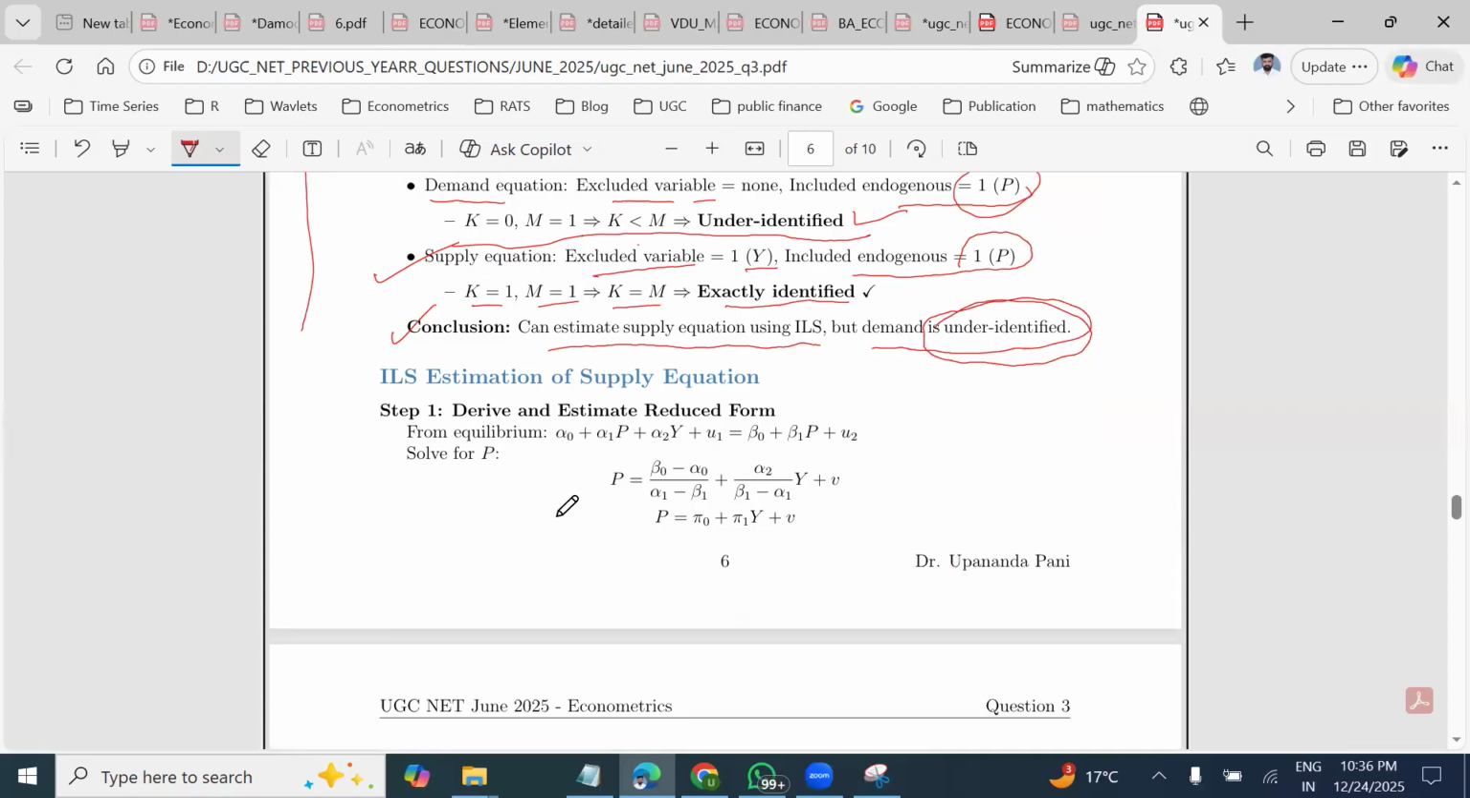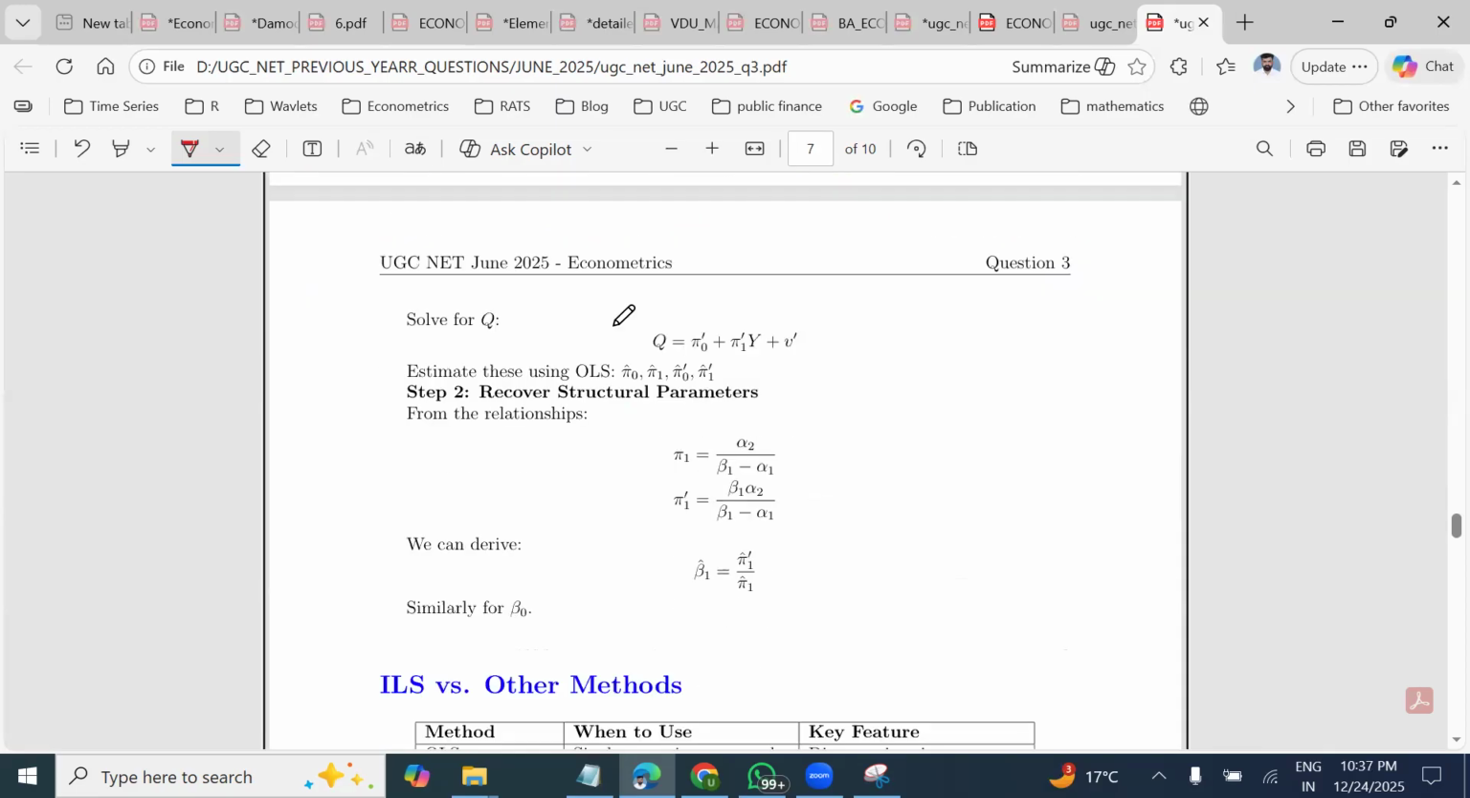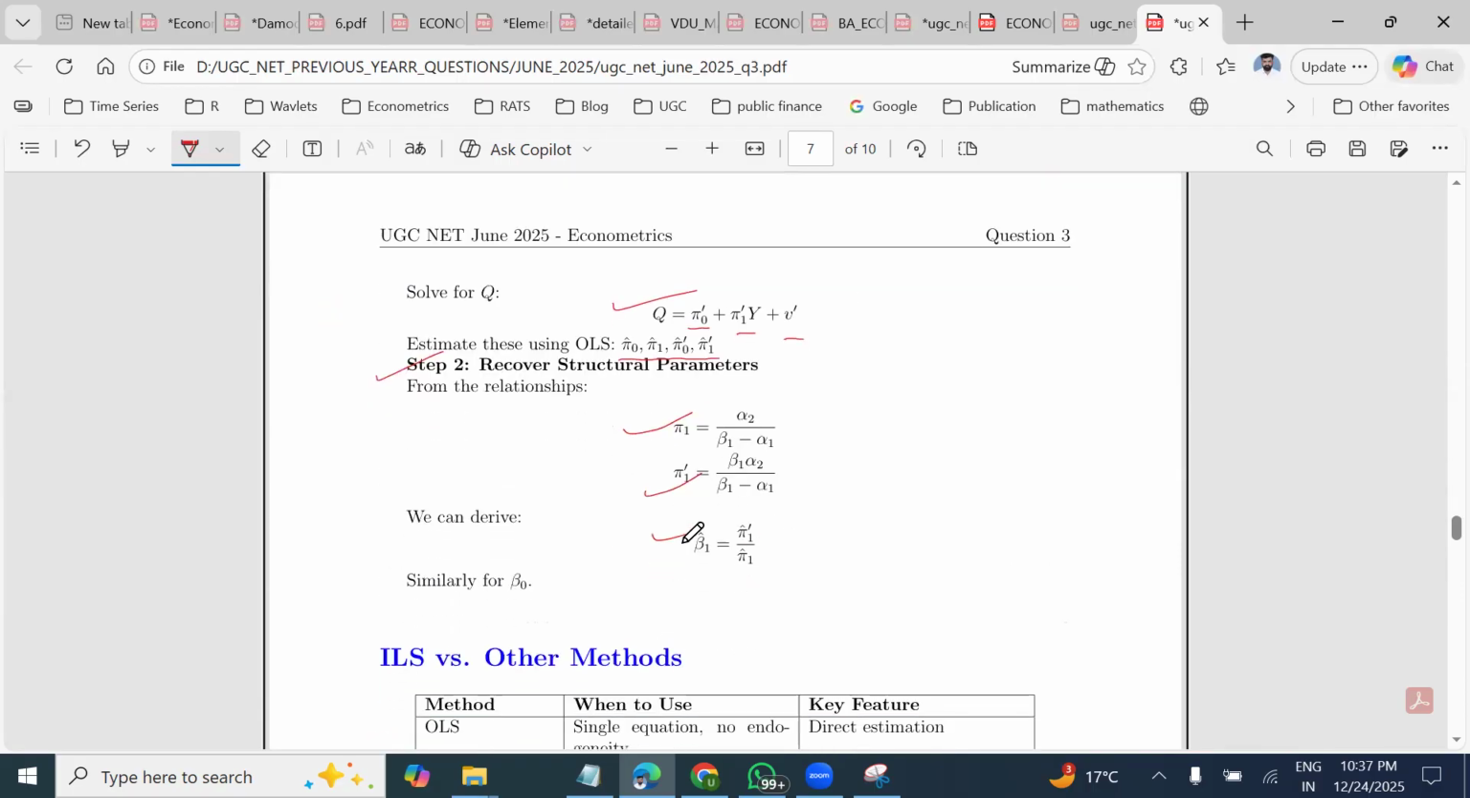Now the supply equation, because it is exactly identified, this is how we derive the reduced form equation from the structural equation. Basically, you make it equal and solve for p, then your new equation comes over here, and then you solve for q, and estimate using the new equation, and this is your new parameter. From step number 2, after you estimate this, you can go back and relate to the original equation which you have estimated.